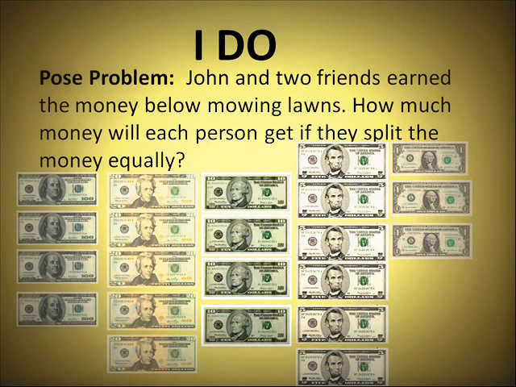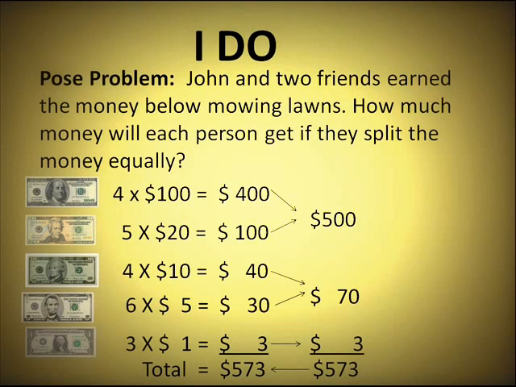In this problem, we have John and two friends earned the money below mowing lawns. How much money will each person get if they split the money equally? If you notice, it has denominations of 20 and 5, which we did not have in the previous lessons. The first step in this process would be to count up all the individual money.